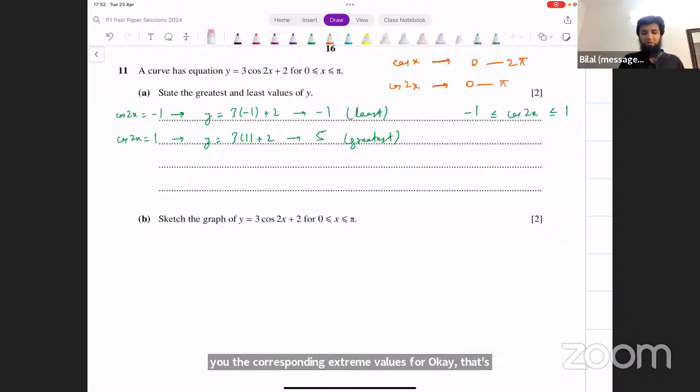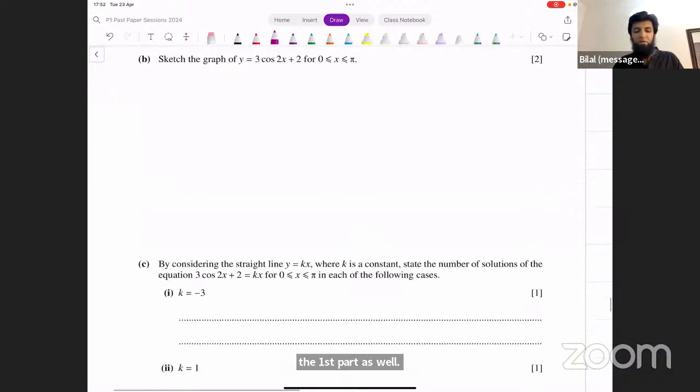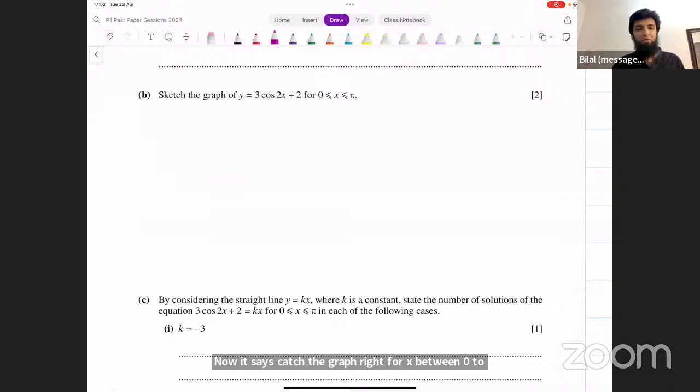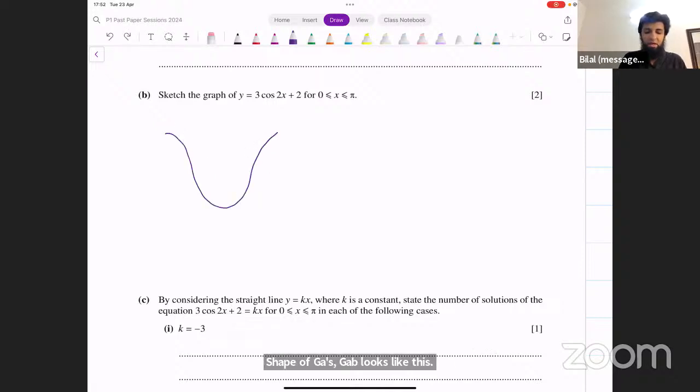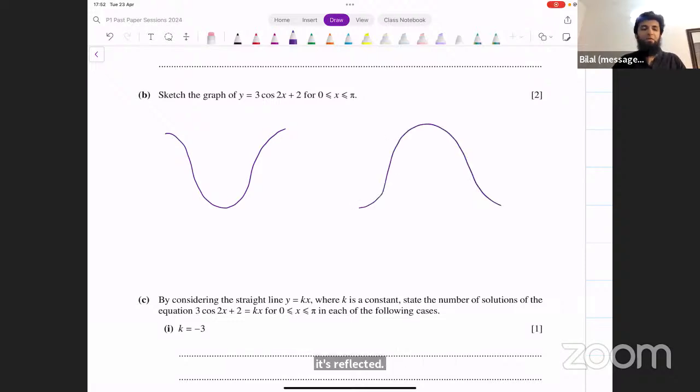And for the second part, you have to make a table on your calculator anyway, so you can do that for the first part as well. Now it says sketch the graph for x between 0 and pi. How can we do that? The simplest way is to remember what the shape looks like. The shape of the cos graph for a complete cycle looks like this. If it's reflected, then it would look like this. But it's going to be one of these two shapes. There's nothing else that you can get.